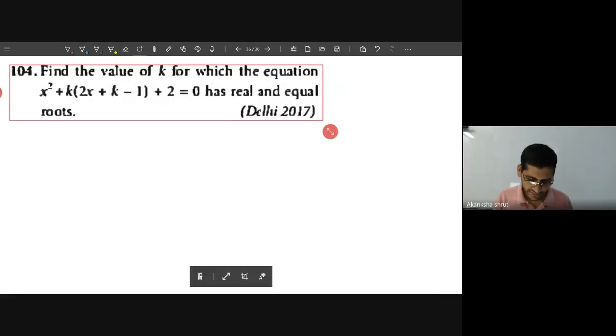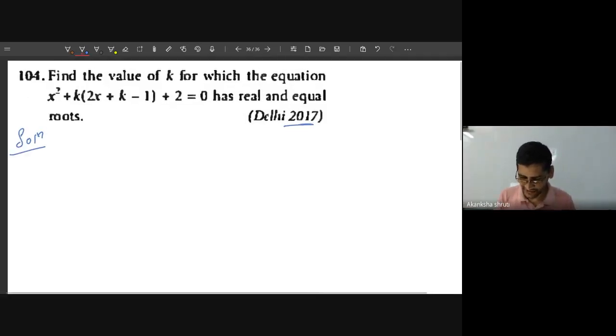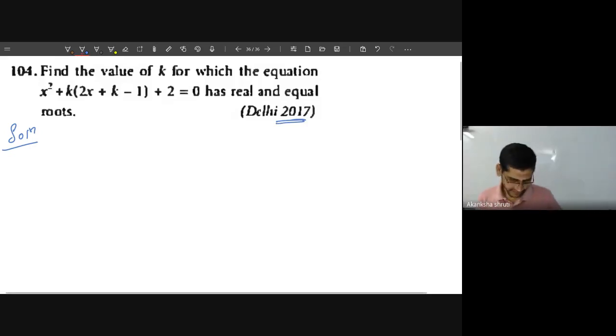देखिए स्टूडेंट्स, आपको क्या समझने रहते हैं. So this was asked in 2017, means recently it was asked. So find the value of k for the quadratic equation have real and equal root. So that I think we have already done. Let me take the other question.